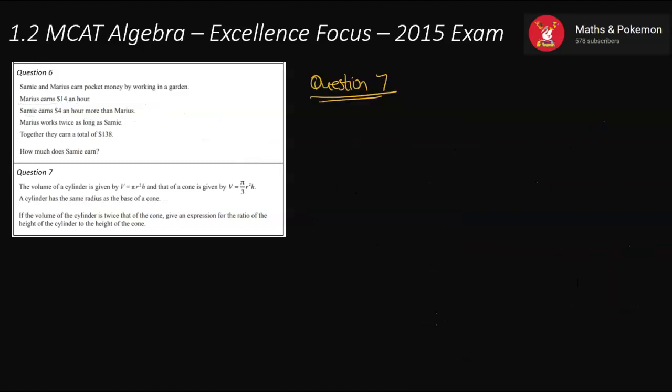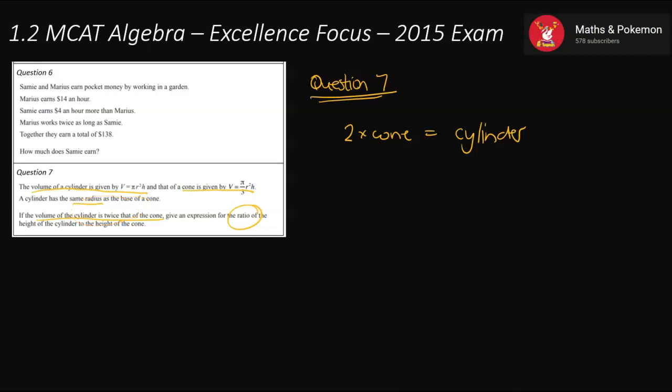Question 7, the final question of the 2015 excellence stuff. Breaking into it, we've got the volume of a cylinder and the volume of a cone, and we've been told that they both have the same radius. If the cylinder has a volume twice of the cone, give the ratio of the heights, basically. So what I'm thinking here is, if we multiply the cone's volume by 2, that should be equal to the cylinder's volume, because the cylinder's volume is twice that of the cone, which means 2 cones should be the same as that cylinder.